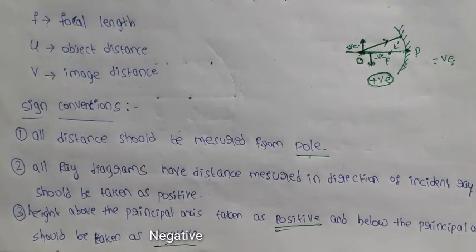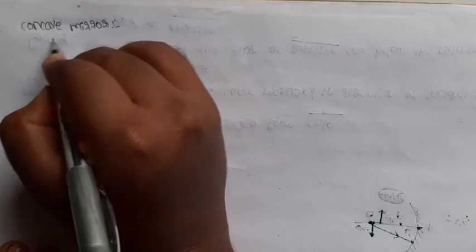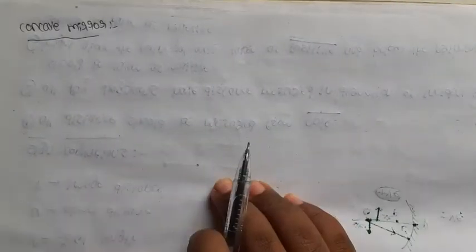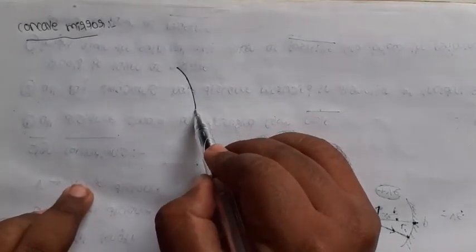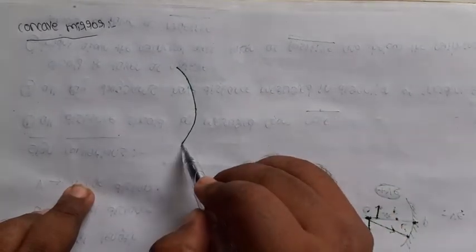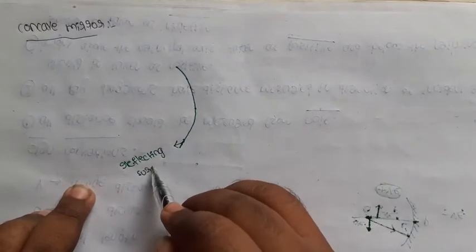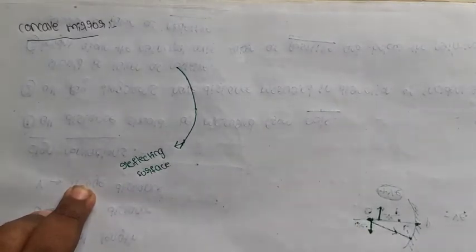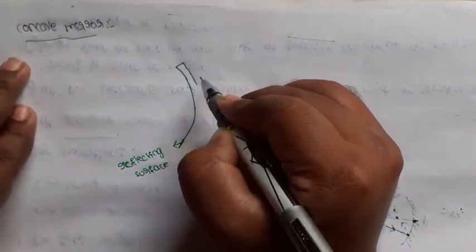Now we are deriving the mirror formula. In case of a concave mirror, I am taking one concave mirror. How do you say that this is a concave mirror? Inside the curved surface is the reflecting surface, outside the curved surface is polished. This is the polished surface.